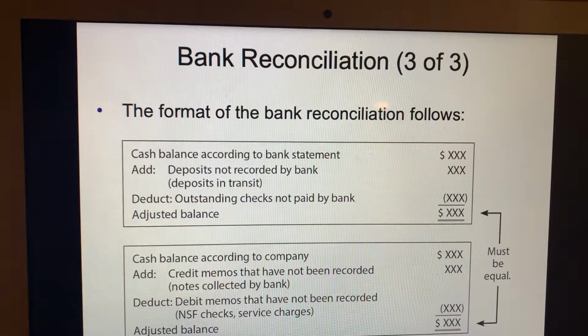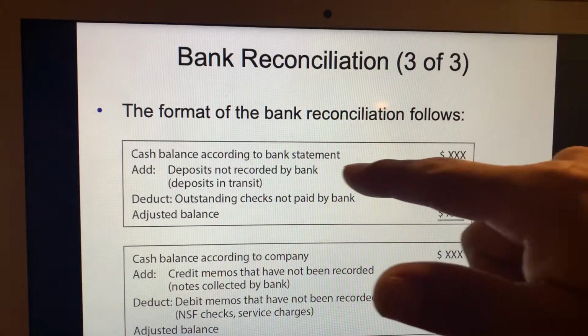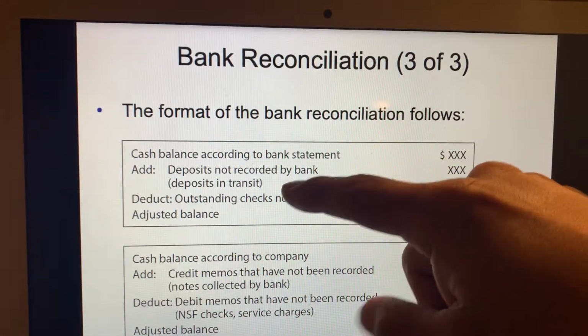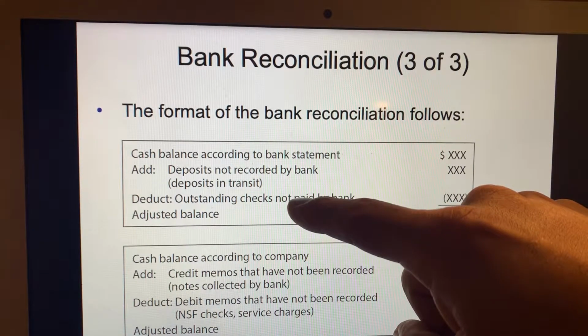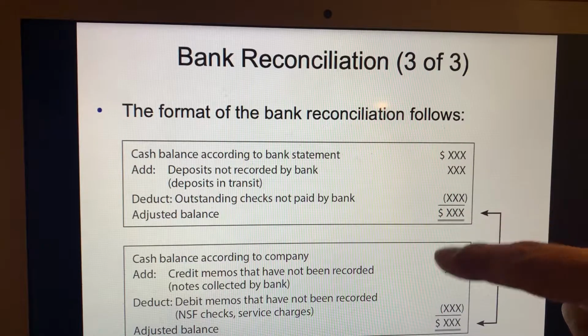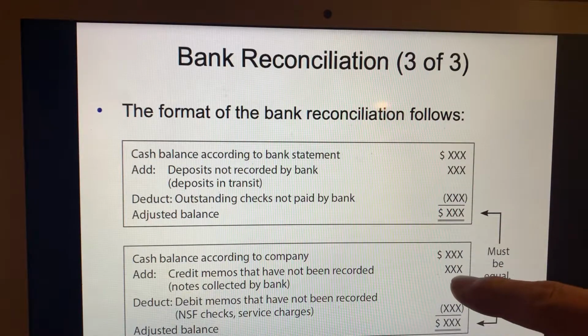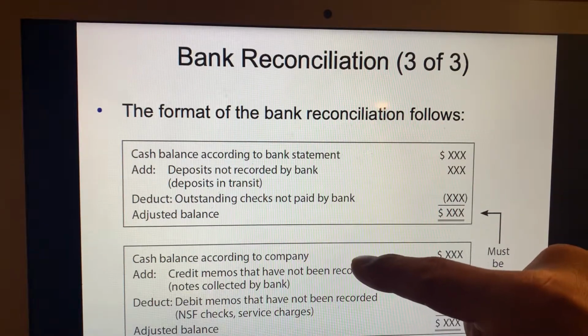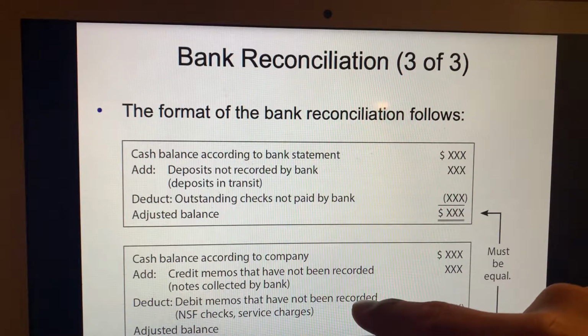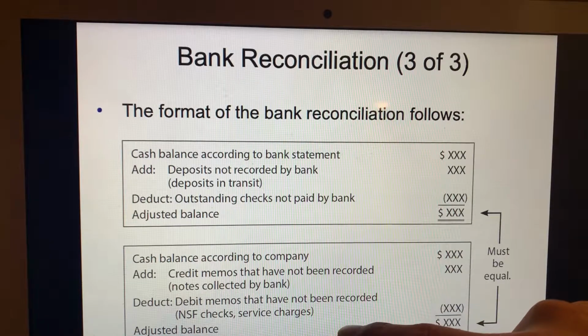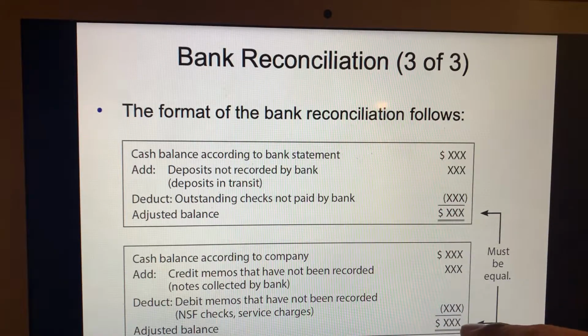The format of the bank reconciliation follows. As you can tell, balance according to the bank, add deposits not recorded, deduct outstanding checks not paid, and then there's our adjusted balance. On the other side, cash balance according to the company, add any credit memos that have not been recorded, and then deduct any debit memos that have not been recorded, NSF checks, service fees, and then there's the adjusted balance. So those two must equal. If they don't equal, we've got to figure out what's going on, okay?